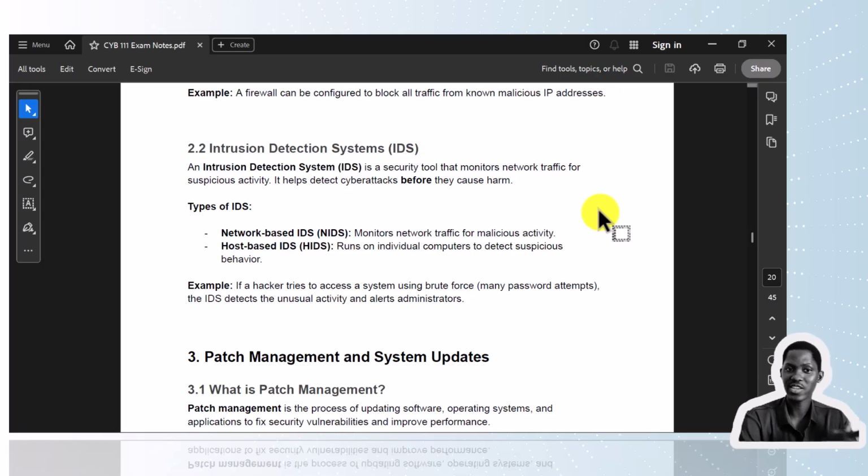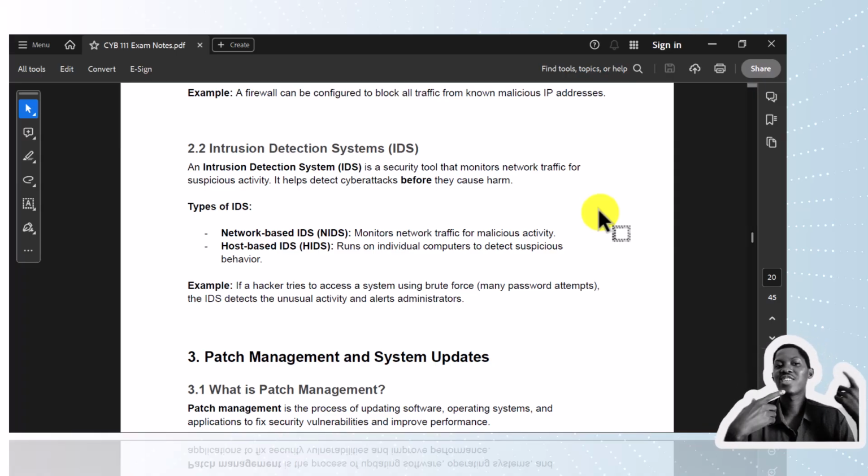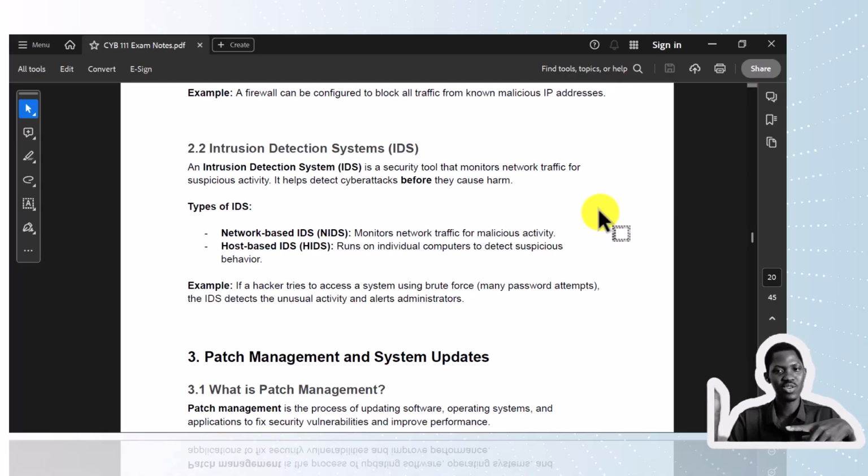Now, there is IPS, as I've said, Intrusion Prevention System. An intrusion prevention system does what IDS is doing, monitoring suspicious activity, and then it prevents it. Unlike IDS that will alert the administrator, IPS is proactive. IDS is passive, IPS is active. So when IPS detects an unusual activity, it blocks it. IDS will not block it. IDS will only alert the administrator that something suspicious is happening. IPS will block it.